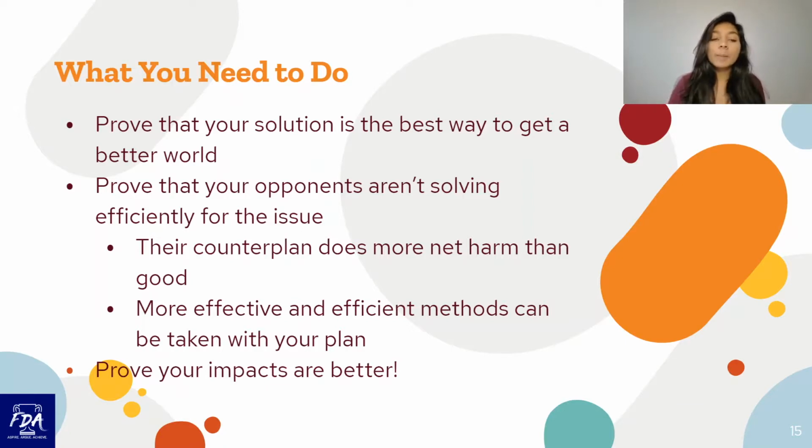And so you want to say the opposition's counterplan does more net harm than good. So there's more bad things with the new counterplan than there is with the original plan. And you want to make sure that you emphasize that your methods are more effective and efficient. So your side or your plan should be taken, or it should be the one that the judge votes for. And so in a nutshell, what you need to do is you need to prove your impacts are better.